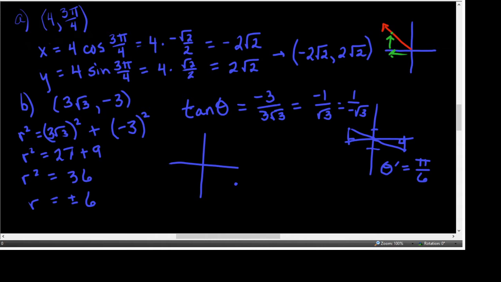I have to use an angle. Let me draw a ray here so it's easier to see where we're headed. I'm trying to find an angle that represents that terminal side. And so since it has to be between 0 and 2 pi, we're going all the way around like this. And so that angle is 11 pi over 6.